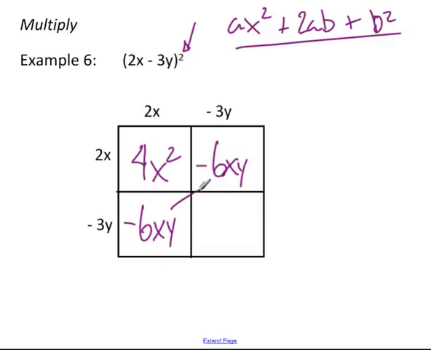It also helps us know that these are going to be our two like terms that we're going to put together here in just a moment. And lastly, we get plus 9y squared.